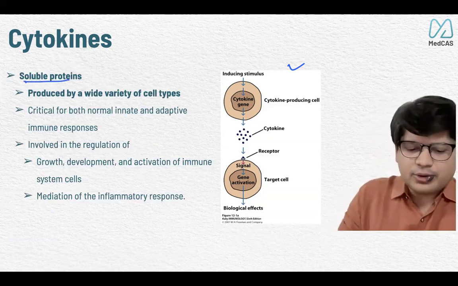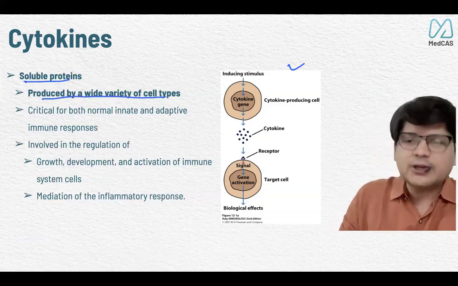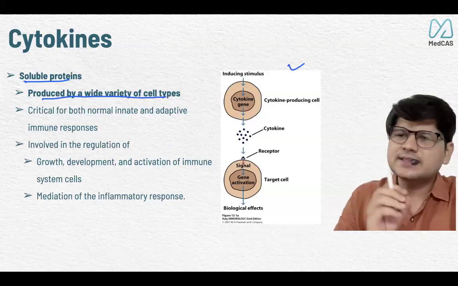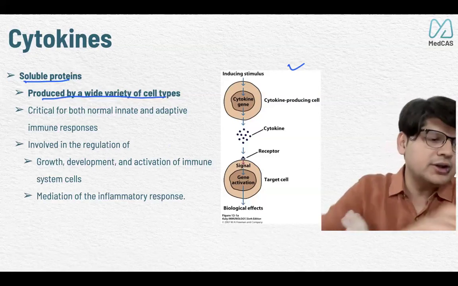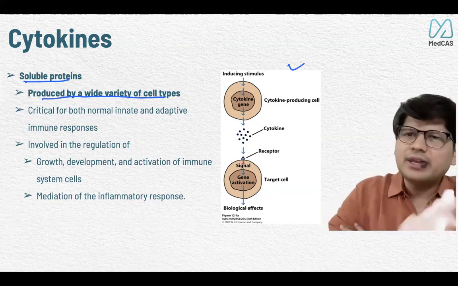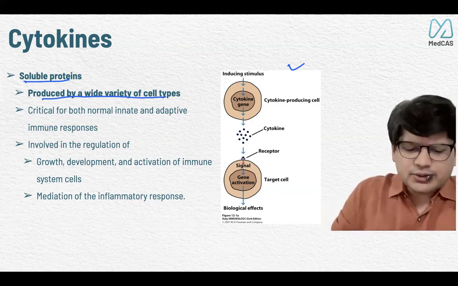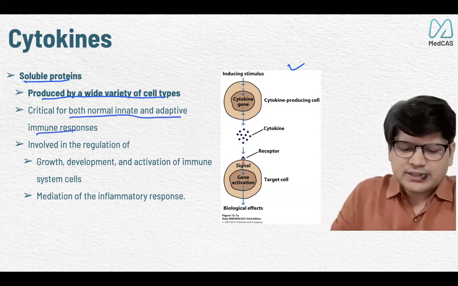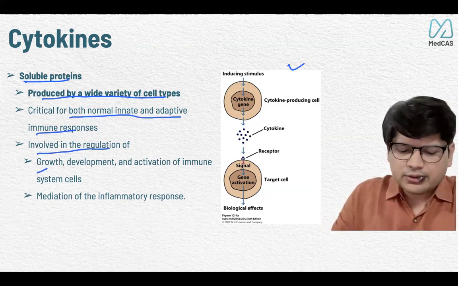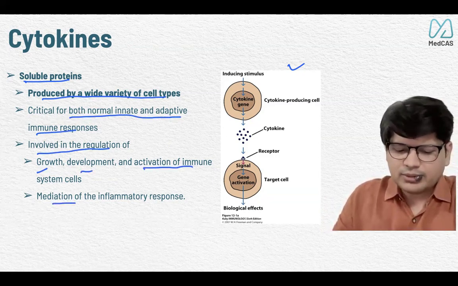They are soluble proteins produced by a wide variety of cell types. So we can tell, though we are discussing under the heading of innate immune system, it can come from adaptive for sure. Okay, so there is no limit to that. It's critical for both normal innate and adaptive immune responses, which is involved in regulation of growth, development, activation of immune system cells, and mediation of the inflammatory response.